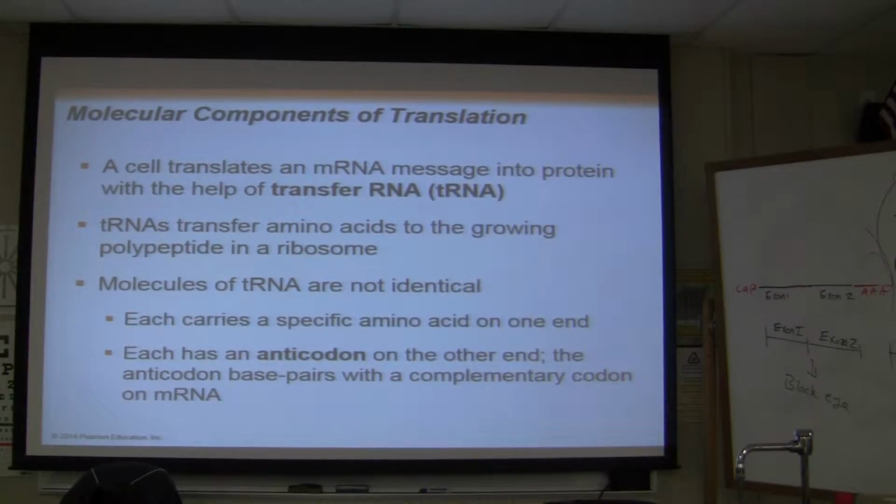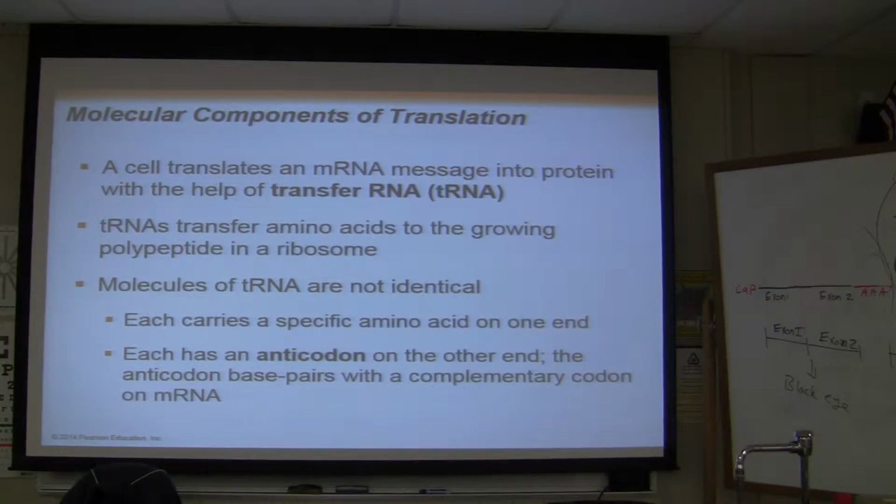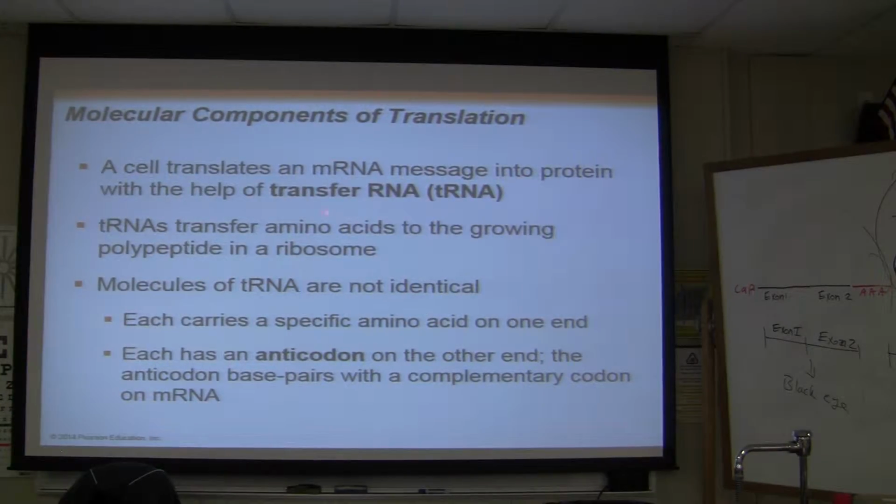Let's go ahead. Molecular components of translation. Okay, so now we are done with transcription. Let's go over to translation. Translation: a cell translates an mRNA message into protein with the help of transfer RNA, tRNA.